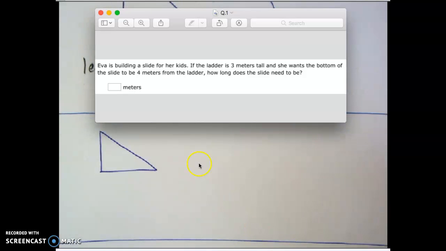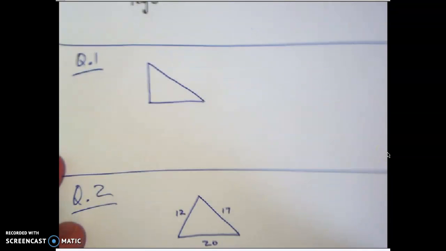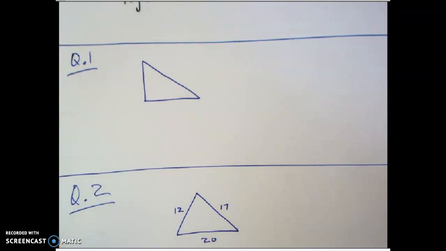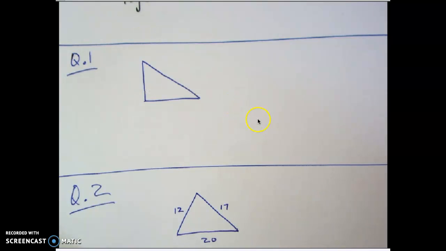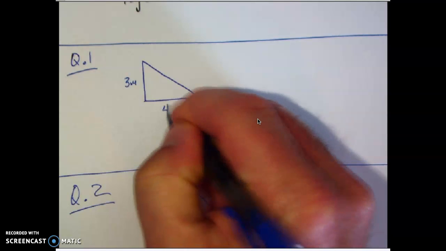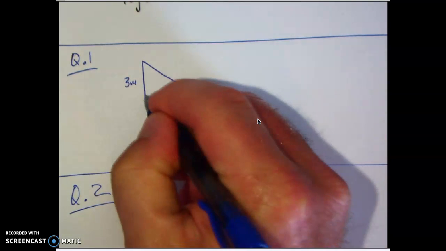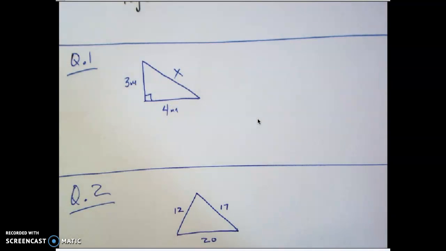So in doing this, first thing we should do, let's draw ourselves a triangle to go along with this problem. We were told that the slide is going to be 3 meters tall and then 4 meters from the ladder. So when we're drawing this out, we have 3 meters tall here, 4 meters across the bottom. That's our right angle. How long is the slide?